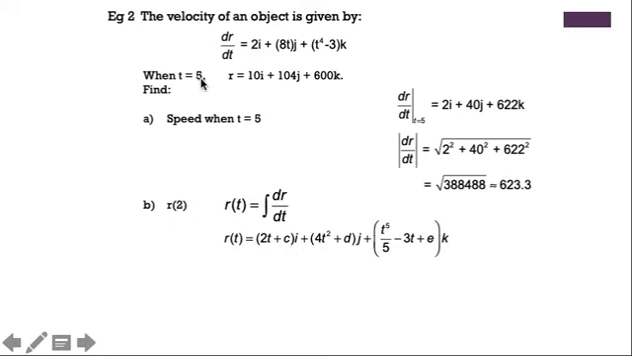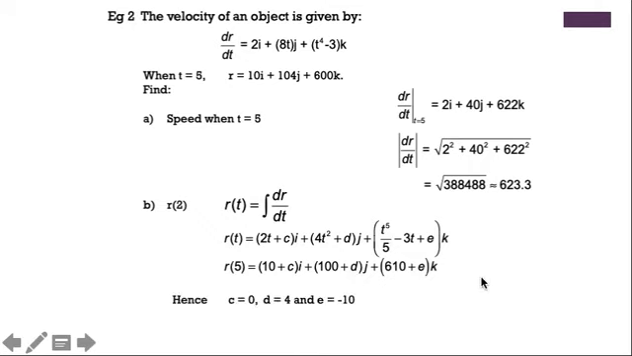We're told when t equals 5, this is the position vector. Okay, so we can put those in and then work out, all right, so c must be 0 to get us to 10, d must equal 4 to get us to 104, and e must be negative 10. Okay, and then once we've got our position vector, we can substitute in 2 to get 4i plus 20j, take 9.6k.